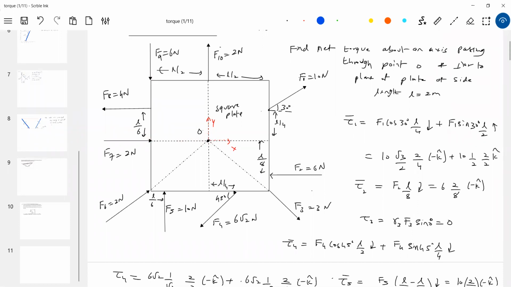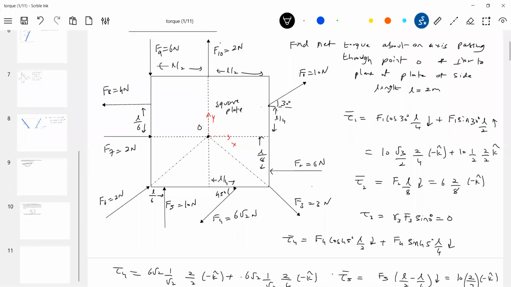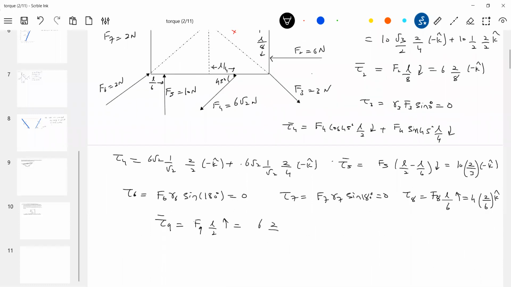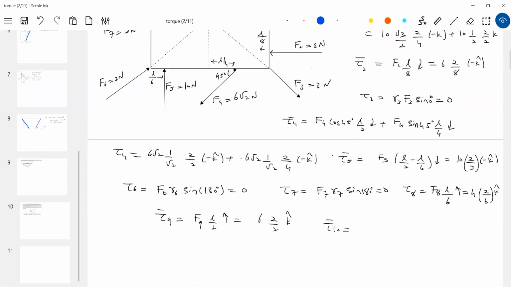So I think it's very simple, no? So what can we write? Torque due to F9 should be F9 into L by 2. What about the sense? It will be anti-clockwise. The magnitude of F9 is how much? 6 k cap. And the last one, torque due to F10. What is the angle here? R bar and F bar are in the same direction, so the angle between them is 0. So therefore what can we write?